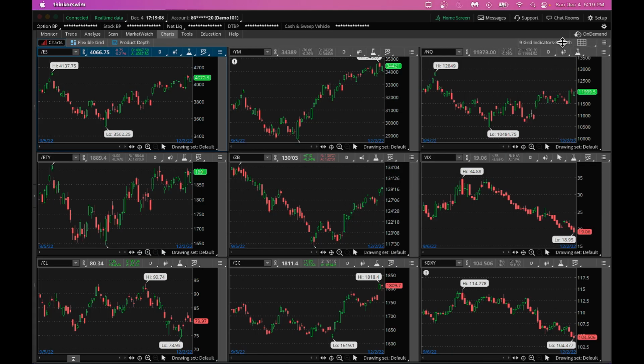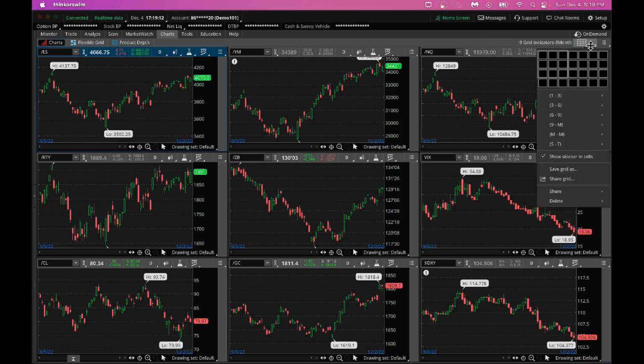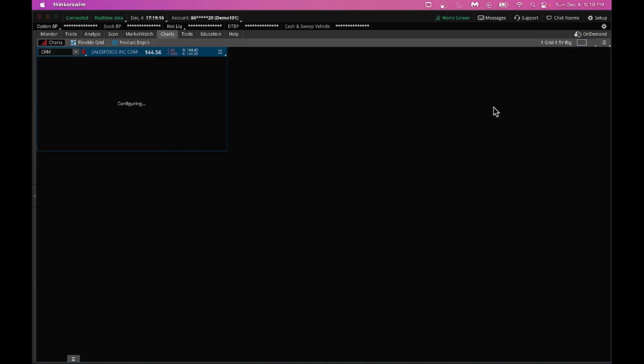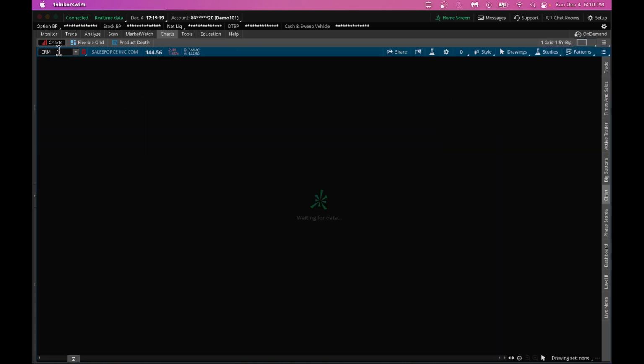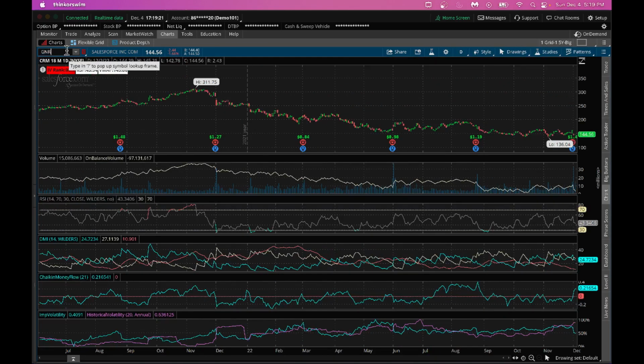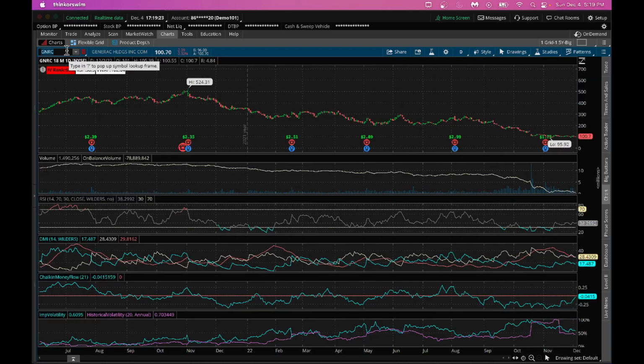All right, let's bring up a single chart here and change this charting to a bigger 1.5 here. There you go. And we want to bring up GNRC, Generac. Look, Generac stock has been trying to figure out where to go here. It's trying to get a good level. It's staying pretty constant.